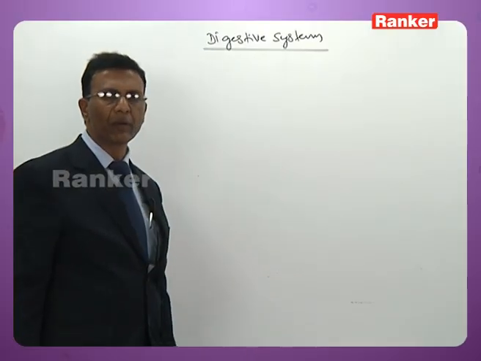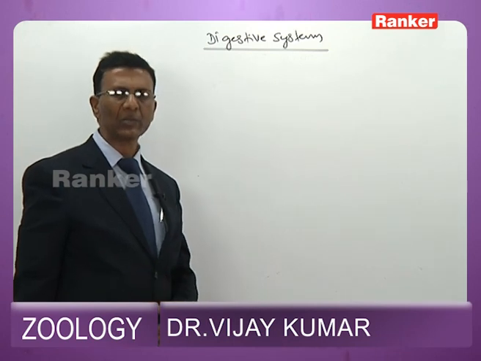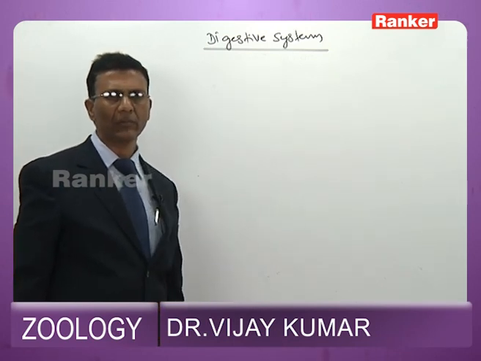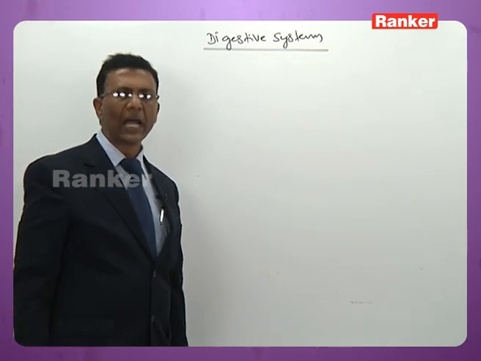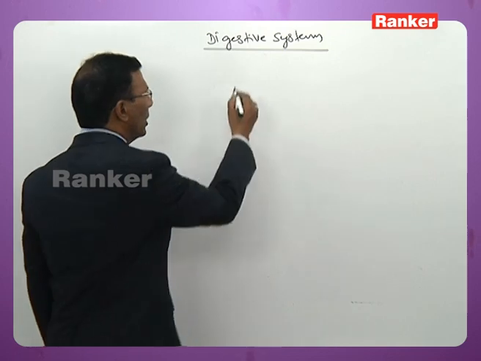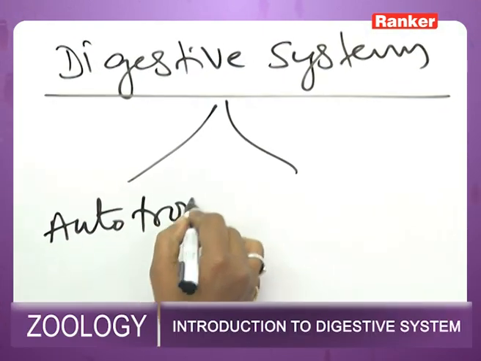Digestive system, preferably in relation to the human body, we shall talk about the most important points which can be asked in NEET and other exams. Like you know very well, on the basis of method of preparation of food, the organisms are divided into two types. Call them autotrophs and heterotrophs.